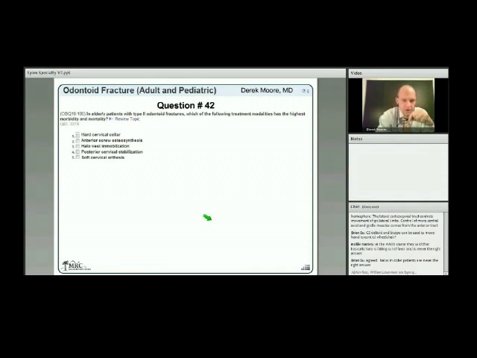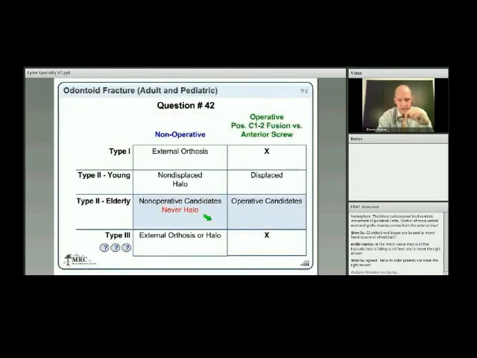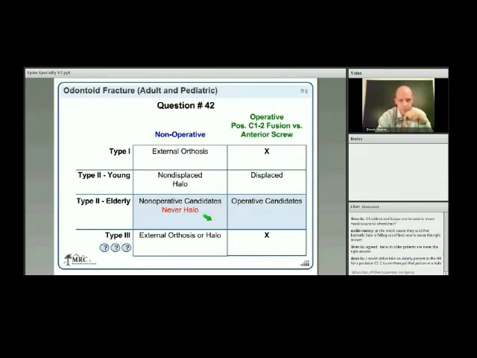Next question, in elderly patients with type 2 odontoid fractures, which of the following treatment modalities has the highest morbidity and mortality? Again, going back to our grid, when you're looking at type 2 in elderly, there's basically 2 treatment options. Non-operative, which would be a soft cervical collar. Again, you never put an elderly patient in a halo, versus surgery. Typical surgery in this would be a posterior C1-2 fusion, although you could do an anterior screw osteosynthesis, though I think it's unlikely that that is going to appear on this test.